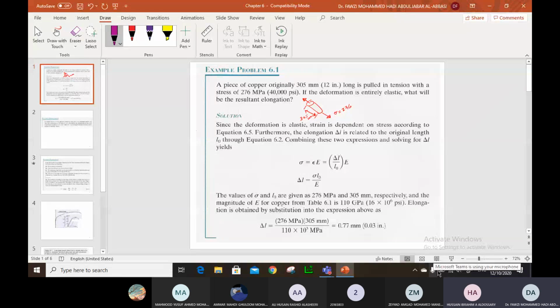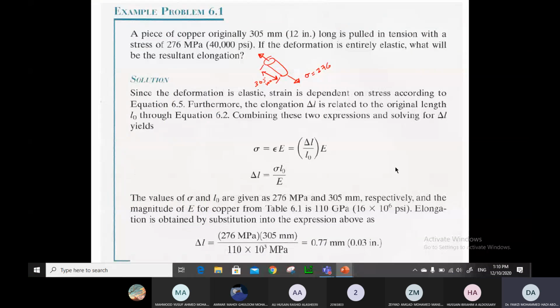Okay. So we said, to start from the beginning, we have a piece of copper originally at 305 millimeters. So that is the copper piece, the specimen that we have. Original length is 305 millimeter. And it is pulled in tension. The arrows are showing that it is in tension with a stress of 276 megapascal.